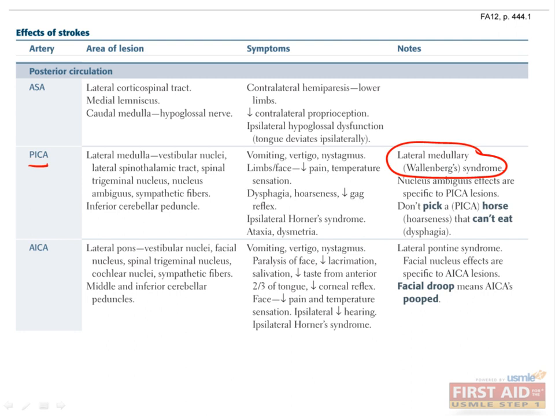The descending sympathetic tracts could give you ipsilateral Horner syndrome, and a lesion in the inferior cerebellar peduncle could give you ipsilateral ataxia. Now the hoarseness we mentioned, which was related to nucleus ambiguus, is quite specific to PICA lesions. The last of the lesions in the posterior circulation we'll mention is that of AICA.